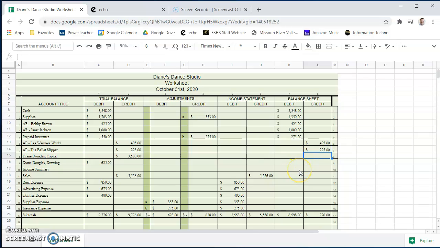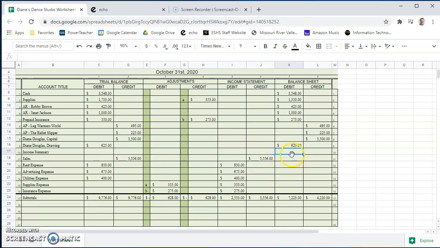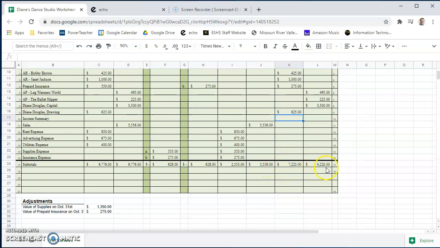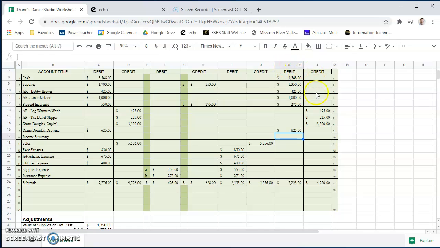Diane Douglas Capital, $3,500. And then finally, Diane Douglas Drawing, $625 as a debit. Okay. Just like before, my values have been updating as I put these accounts in here. It's just adding them down here at the bottom. All right, we are very close to being done.